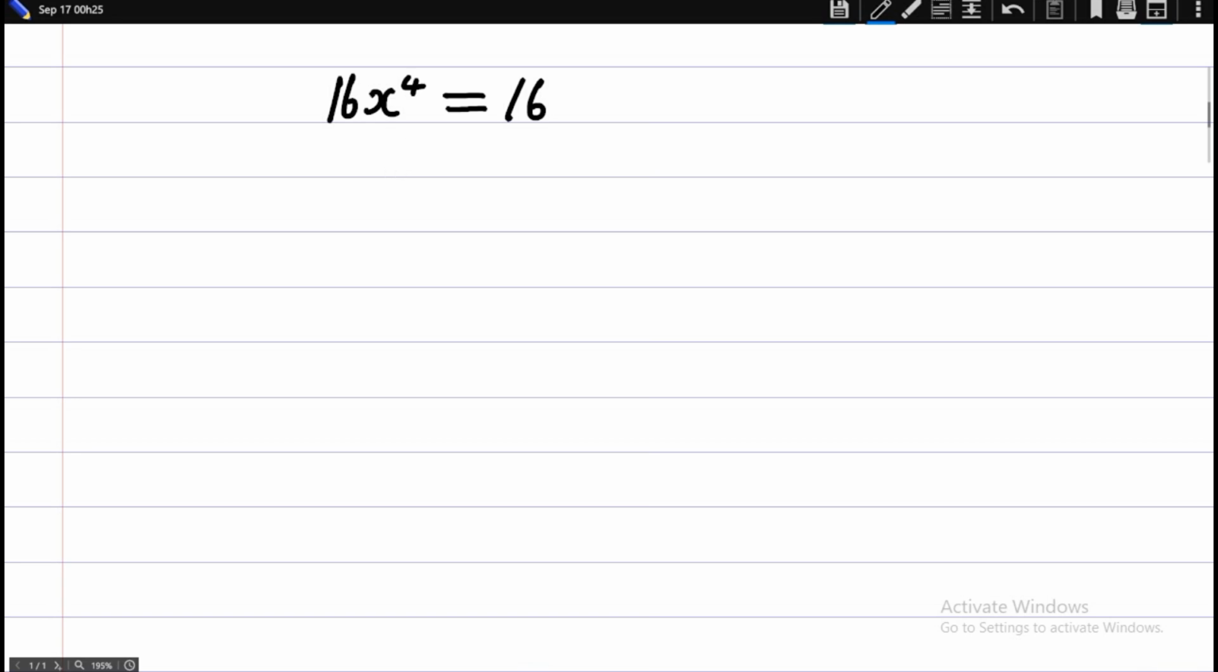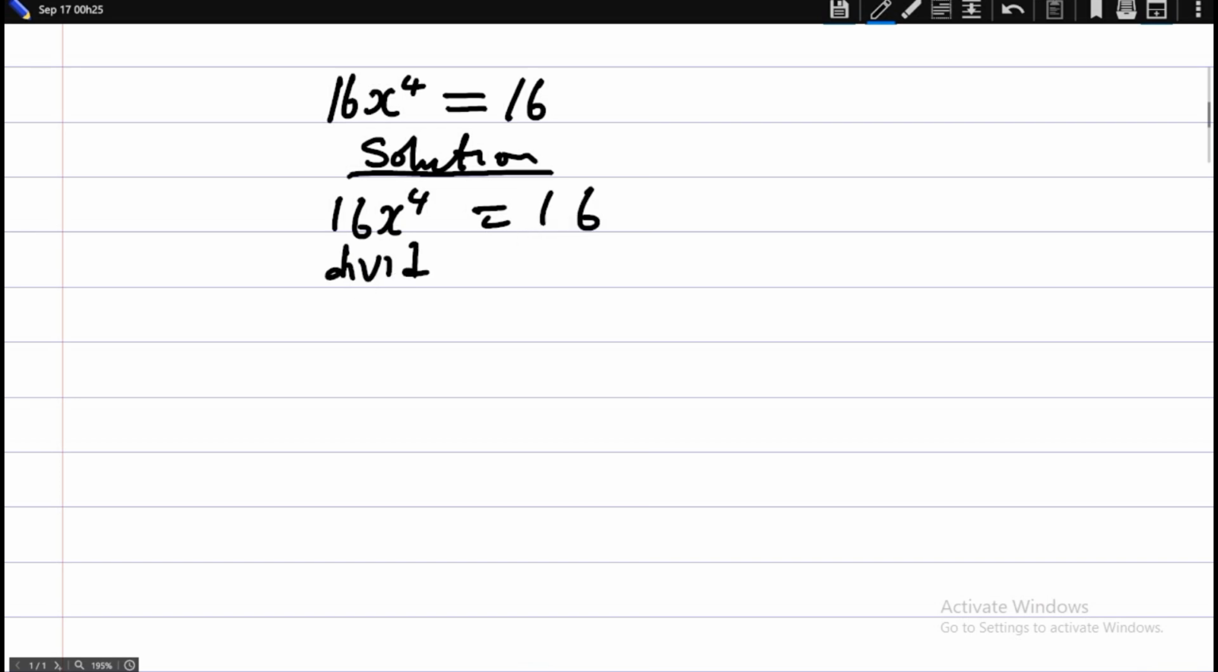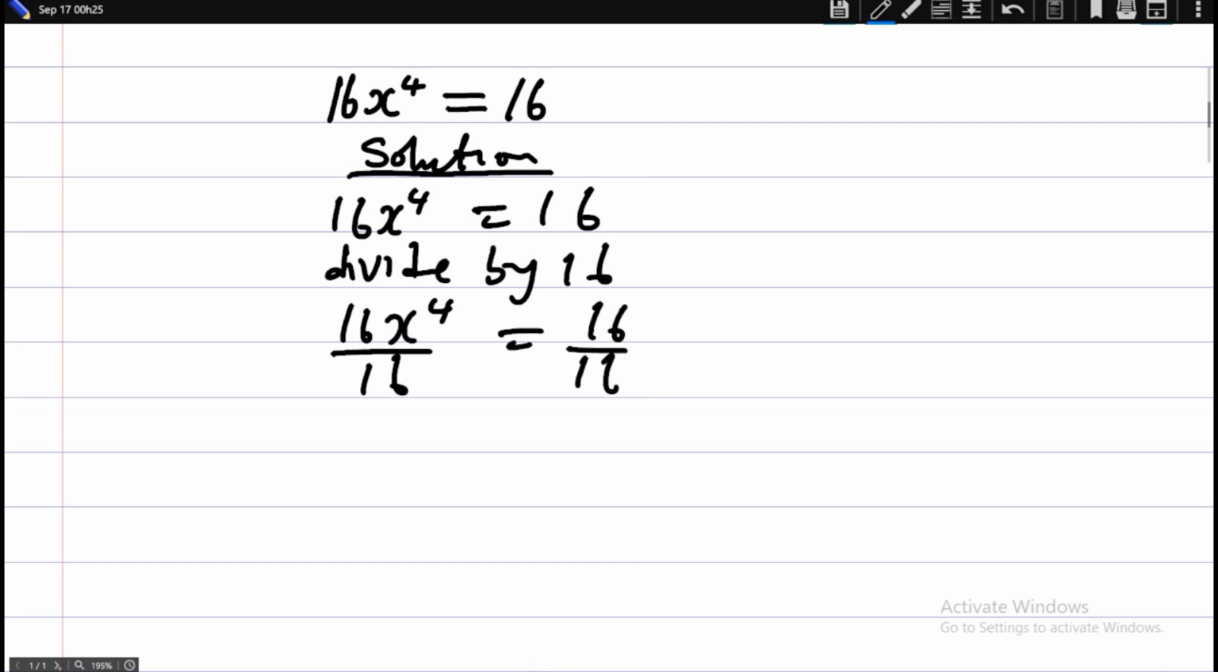All right. So now the next thing we are going to do is decide to divide both sides by 16, since it is divisible. So let me write the solution. I have 16x raised to power 4 is equal to 16. Now divide both sides by 16. So it will now be 16x^4 over 16 is equal to 16 over 16. Now, if we take care of this, I'm having that x^4 is equal to 1, because when this divides itself, I'm having 1.